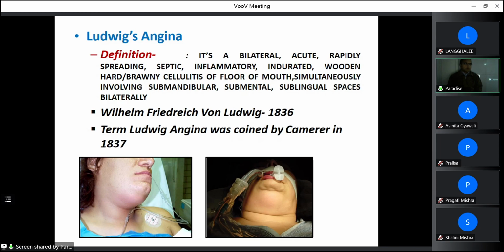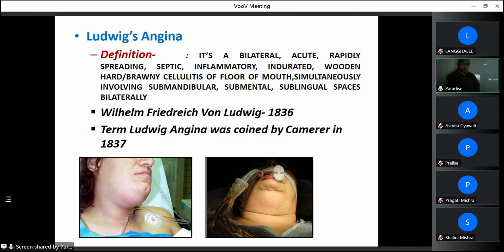Through the skin, you have to dissect the platysma muscle, then the investing fascia. Once you reach the submandibular space, you can drain it, but that is not sufficient. You have to again separate the mylohyoid muscle. You have to go through the mylohyoid muscle and enter the sublingual space. So your instrument should reach the floor of the mouth, so that the pus or infection present within the sublingual space is also drained. And you have to drain bilaterally.